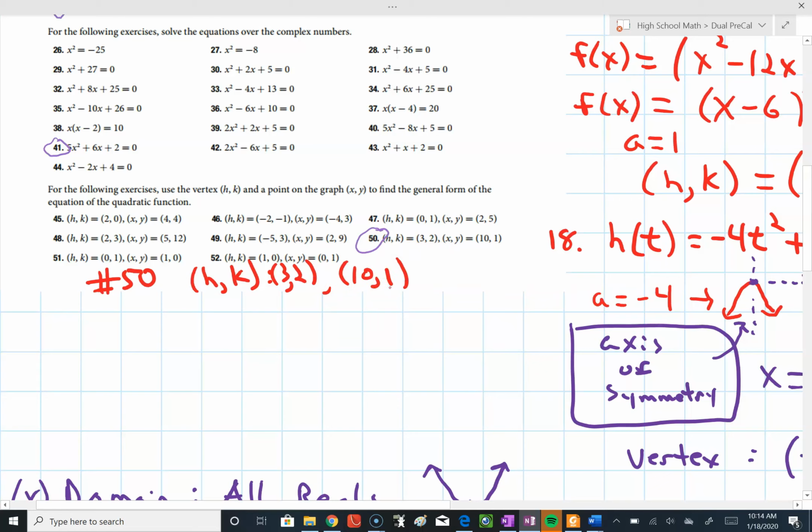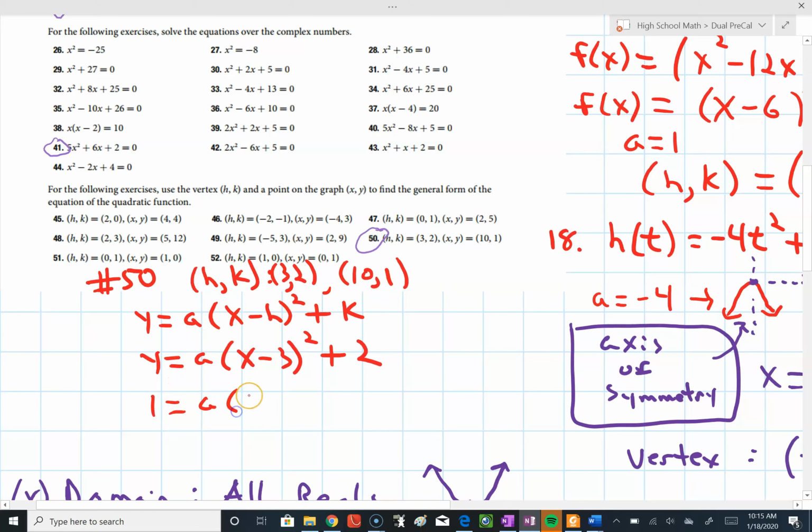All right, so let's use our vertex form. y equals a, open parentheses, x minus h quantity squared, plus k. I'm going to substitute 3 for h and 2 for k. So y equals a, open parentheses, x minus 3, quantity squared, plus 2. Now I just need to find a. I will substitute in place of y and x our particular y and x values, 10 and 1. 1 in place of y, 10 in place of x.